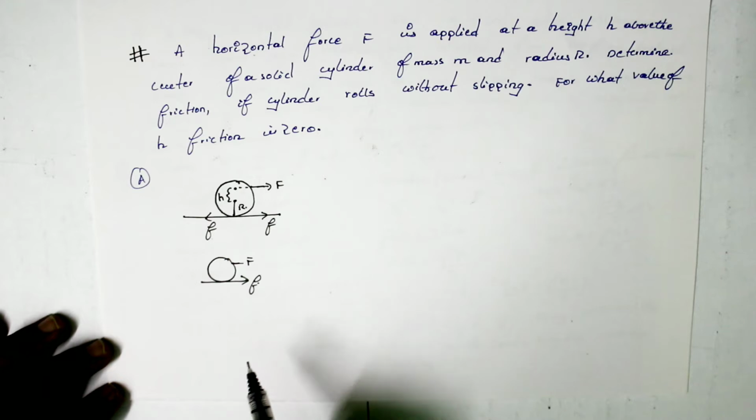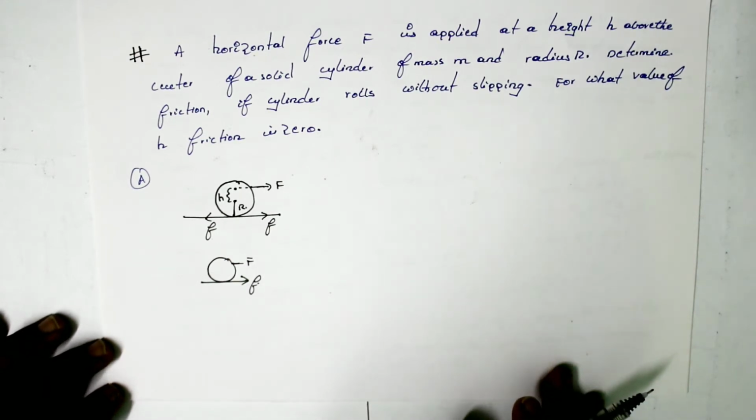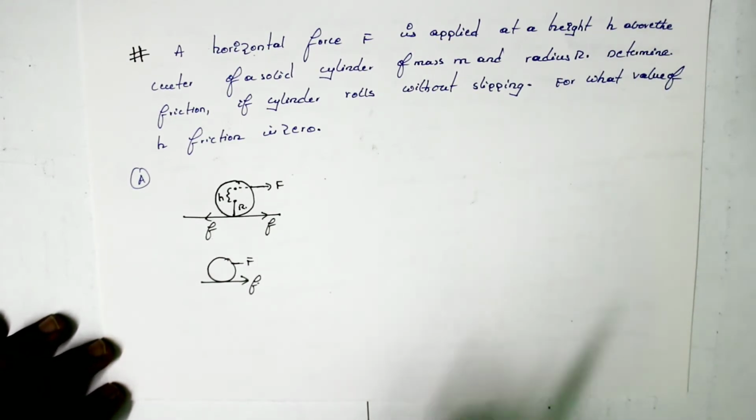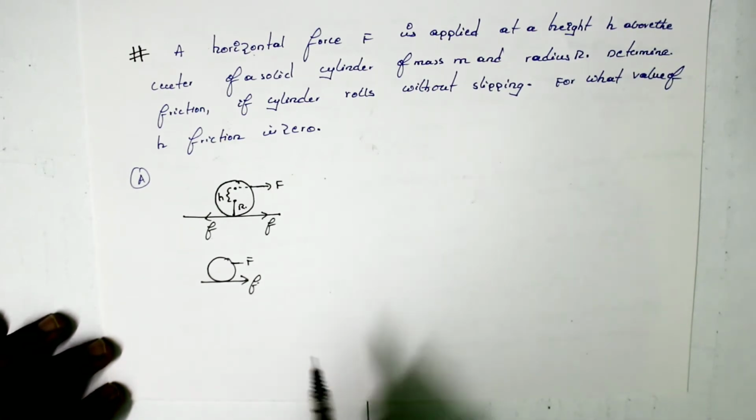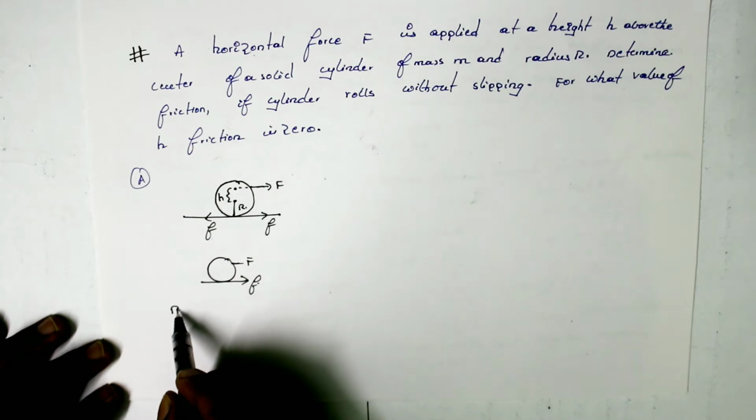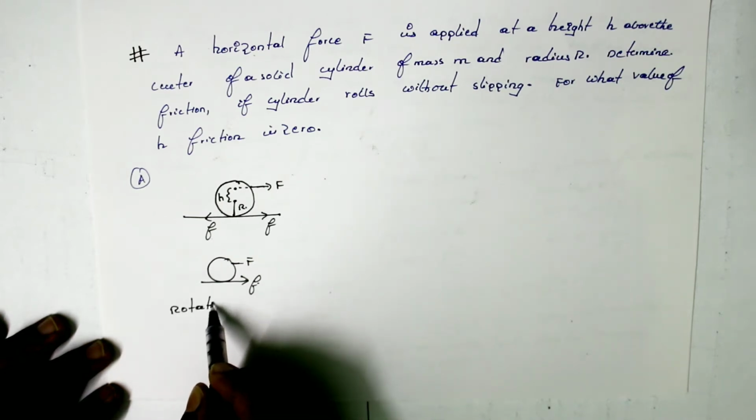Now I will write one equation for rotational motion and one equation for translatory motion. By solving both of them, I will try to get an equation for friction. Now writing the equation for rotational motion.